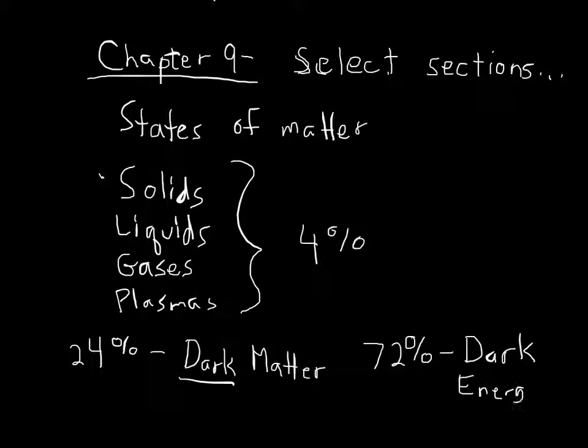So these are our various states of matter. We have the 4% that we understand pretty well, solids, liquids, gases, and plasmas. We have 24%, we call it dark matter. Dark because we don't know what it is, matter because it is some type of matter, we think. And then 72% is dark energy.